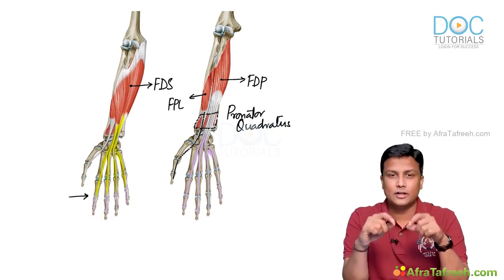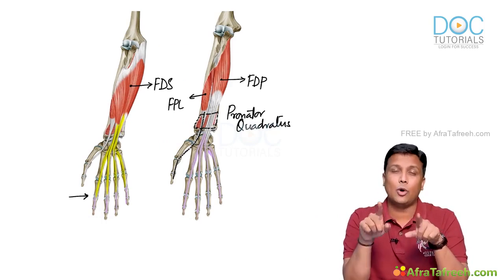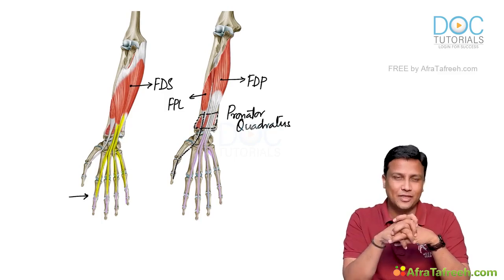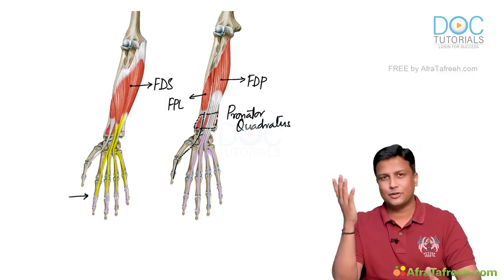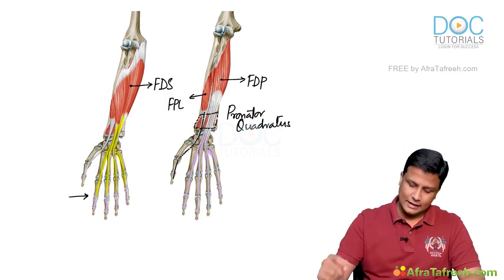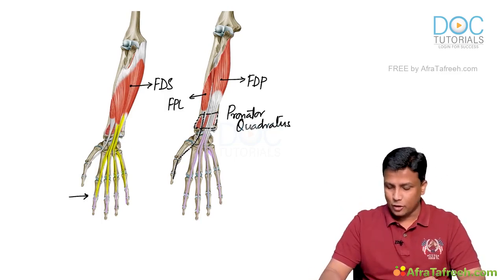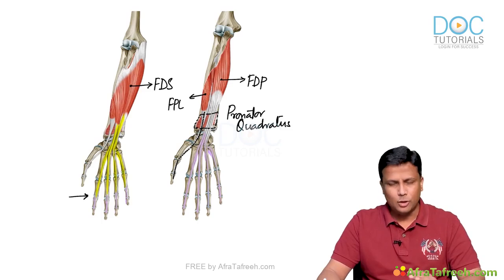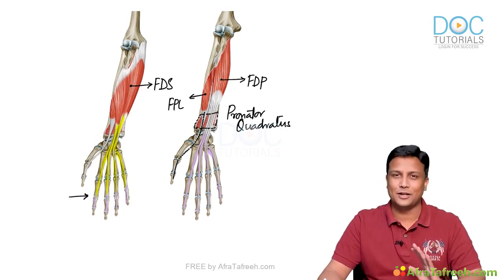I told you how to differentiate. FDP tendons will be going all the way up to the distal phalanx. And then there is a separate muscle for flexion of thumb, flexor pollicis longus, and then for pronation, pronator quadratus. So these are all the muscles in the anterior compartment of the forearm.